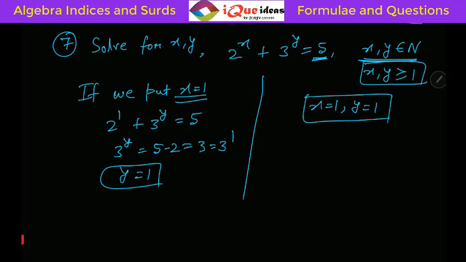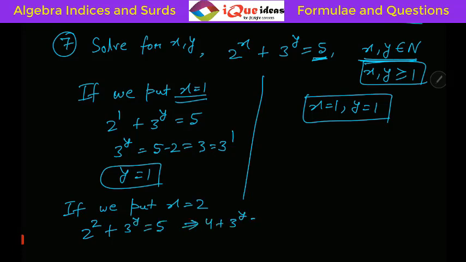Right? Now what if we put x equal to 2, what happens then? If we put x equal to 2, then you can see that it will be 2 squared plus 3 raised to y equal to 5. Now 2 squared is 4, so 4 plus 3 raised to y equal to 5.